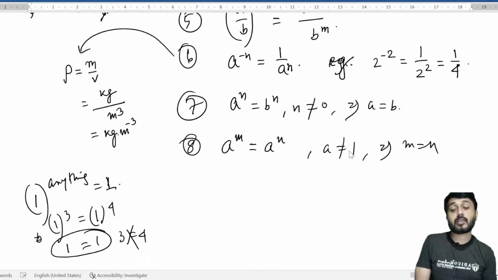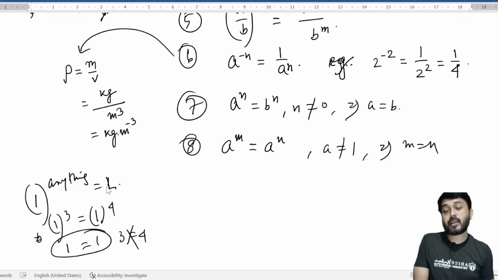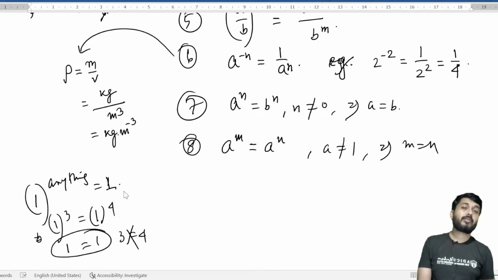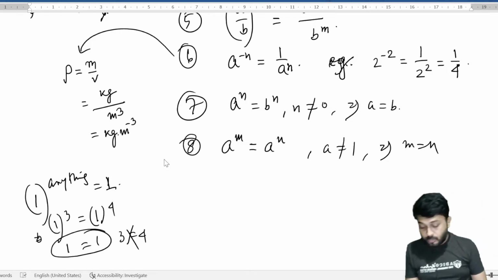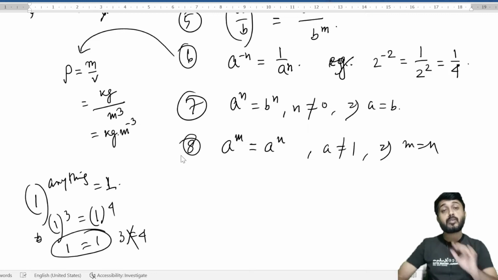That is why there is a restriction that a must not be equal to 1, because as soon as the base becomes equal to 1, the base to the power anything is the same, because 1 to the power anything is equal to 1, not a value other than 1 you will get. So that is why the restriction is here. That's all about the laws of indices or exponents, based on which we need to proceed in dealing with the sums of this chapter.